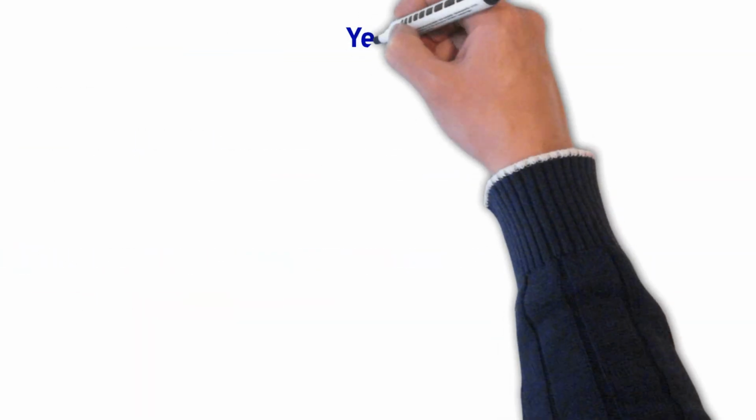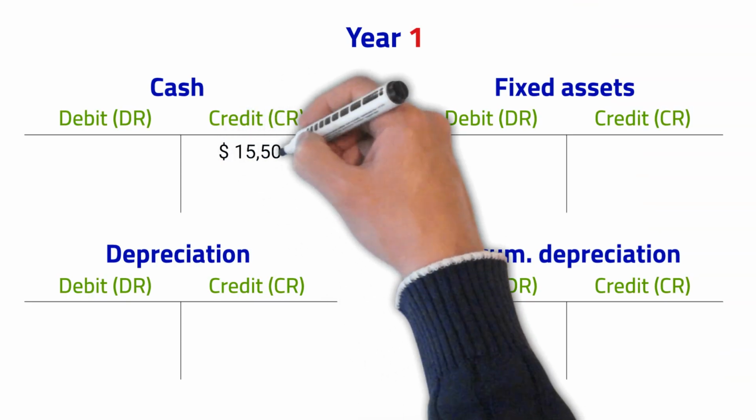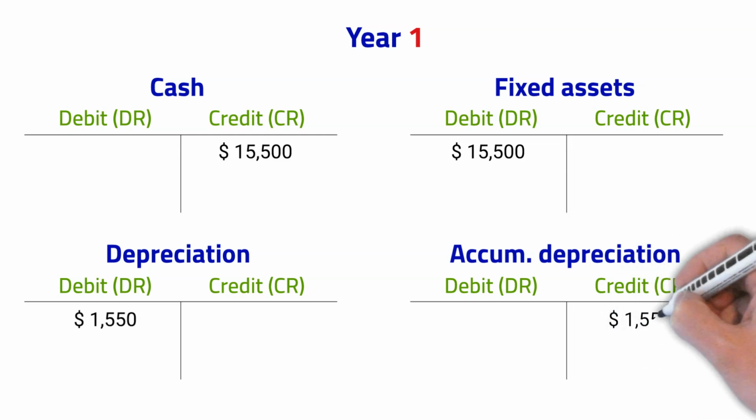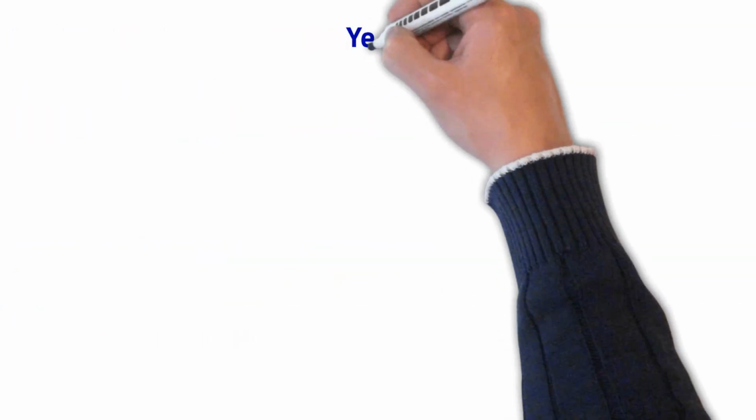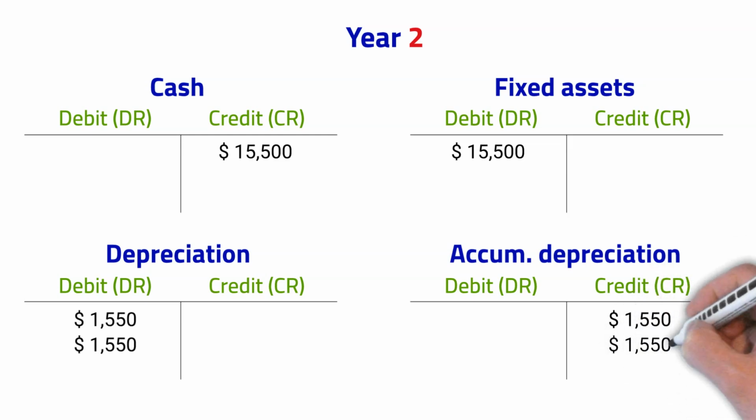You can record it via T accounts as well. It will look like this then. Cash, credit 15,500. Truck, debit 15,500. Depreciation for year 1, P&L 1,550. Accumulated depreciation 1,550. Depreciation year 2, P&L 1,550. Accumulated depreciation after year 2, 3,100. Books are balanced, all debits equal credits.